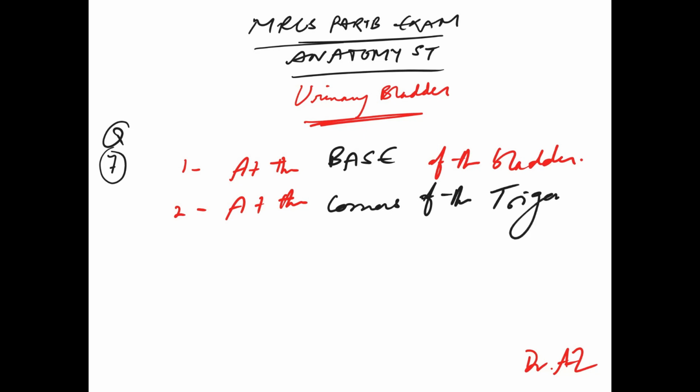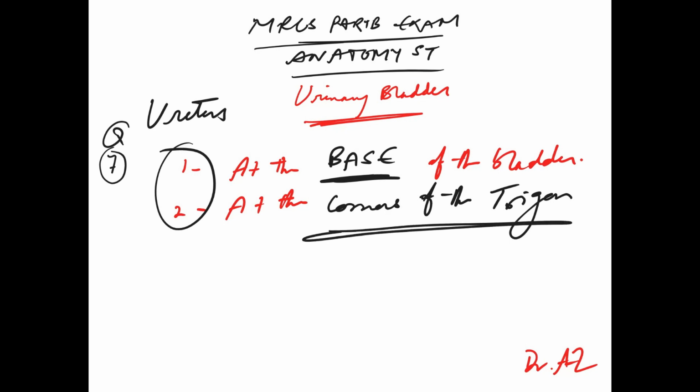The trigone is the triangular structure that you see from inside the bladder. It's mainly at the base. So these two parts you want to mention. Firstly, which is easy, how do the ureters enter the bladder? They enter at the base of the bladder, and they enter at the corners of the trigone. So now this is easy.